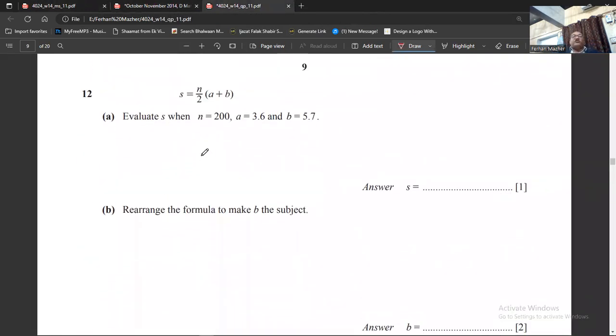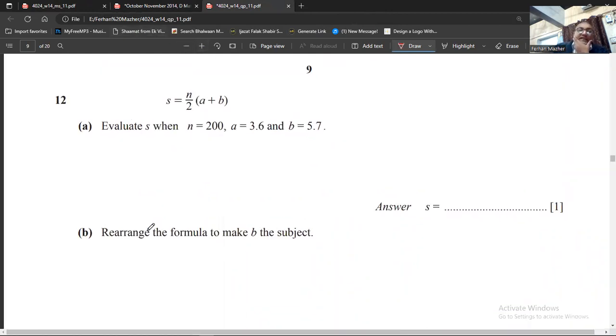So we have question number 12. He says that S is equal to n by 2, bracket A plus B, bracket close. Evaluate S when n is equal to 200, A is equal to 3.6, B is equal to 5.7. Just put the values in this formula, and you get the value of S.